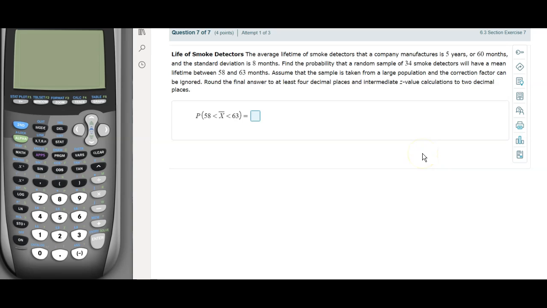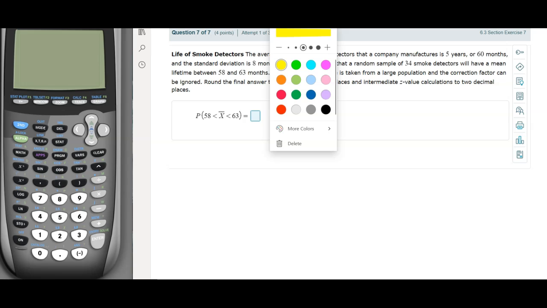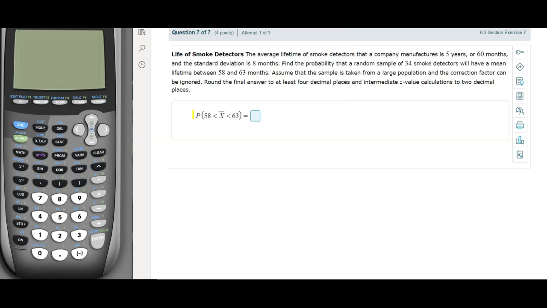Hey guys, so this is the last question of your homework number 6, and the question here, we are looking for the probability of x bar between 58 and 63. Obviously, because we are using x bar, this is going to be the central limit theorem, right? So every time you are using x bar, it is the central limit theorem. Okay, so let's get into the problem.